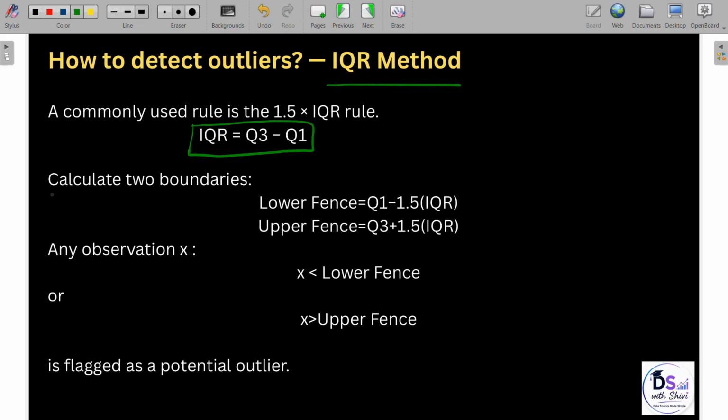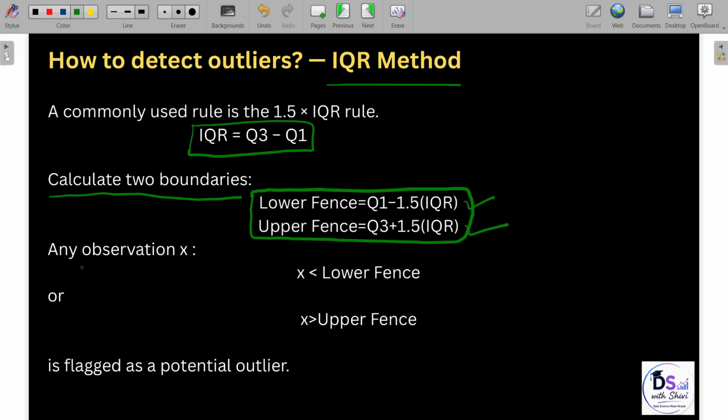So you have to calculate two boundaries to get the value of outliers. You will first calculate the lower fence and then calculate the upper fence. What is the formula for lower fence? It is Q1 minus 1.5 into IQR, where IQR is interquartile range. Similarly, upper fence is calculated by Q3 plus 1.5 into IQR. Okay, so first you find Q1, Q3, then you find the interquartile range by calculating the difference between Q3 and Q1, and then you calculate lower fence using this formula and upper fence using this formula.